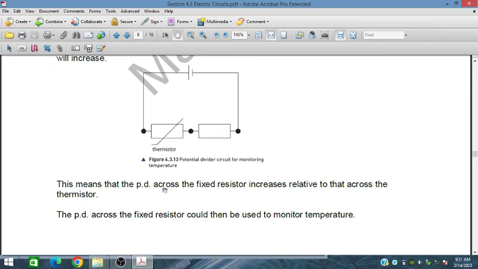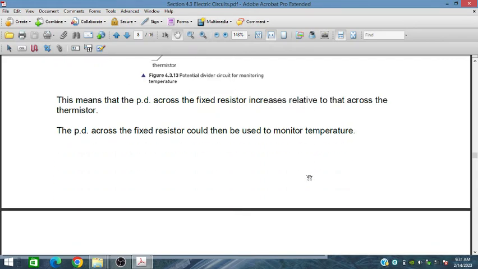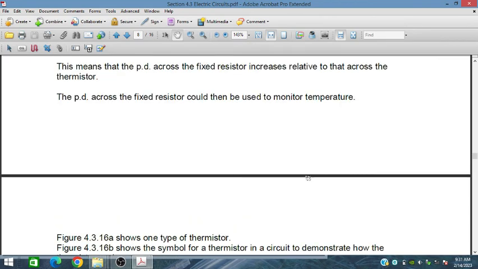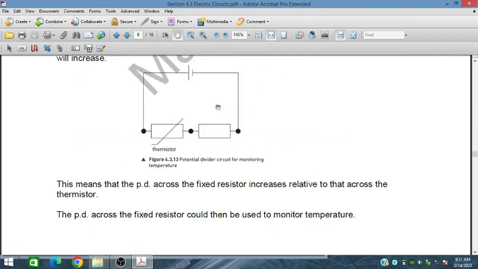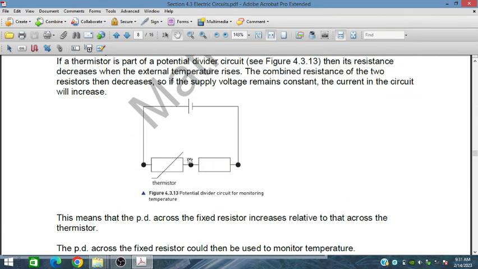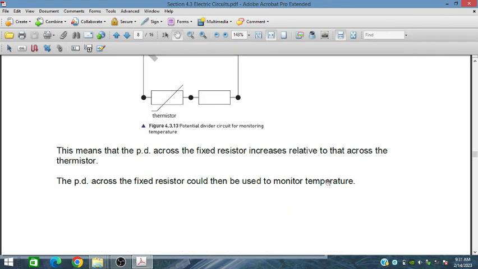This means that the potential difference across the fixed resistor increases, because more current will flow and more voltage drop will appear across this fixed resistance. So in this way, the difference can be used to measure the temperature through this thermistor.